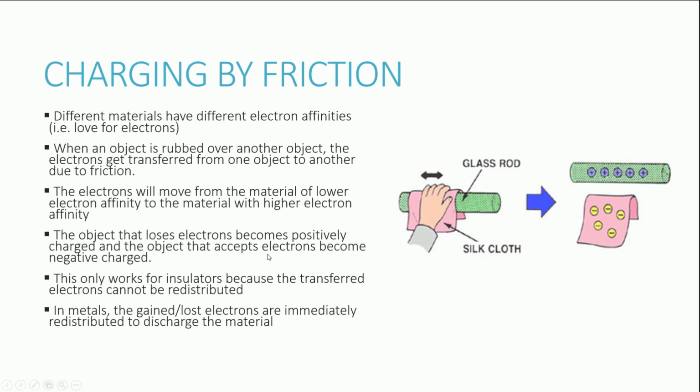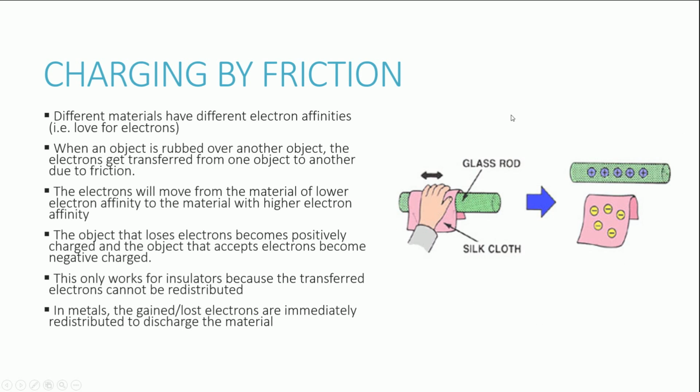Right, so you don't have to dig too deep into this, but just be aware, by friction, you can only do this with insulators, simply because electrons do not move throughout the structure and they do not get redistributed, so that allows objects to basically gain charge.